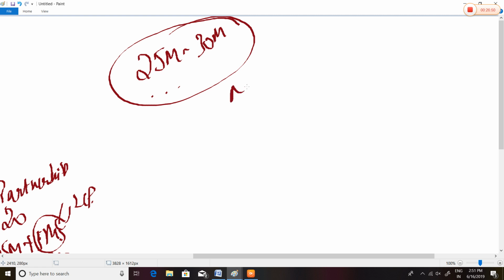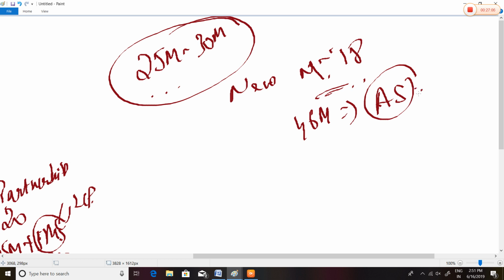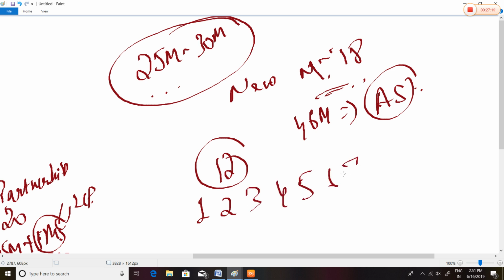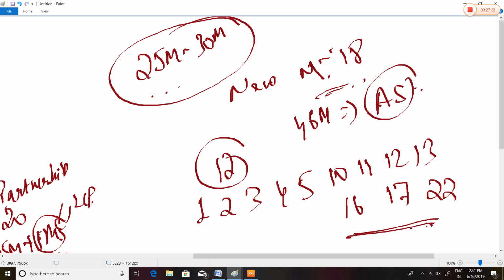In the new course, May 2018 attempt, 46 marks were from accounting standards. So don't leave any accounting standard. There are a total of 12 accounting standards in the syllabus: AS 1, 2, 3, 4, 5, 10, 11, 12, 13, 16, 17, and 22. These are the accounting standards in the new course.